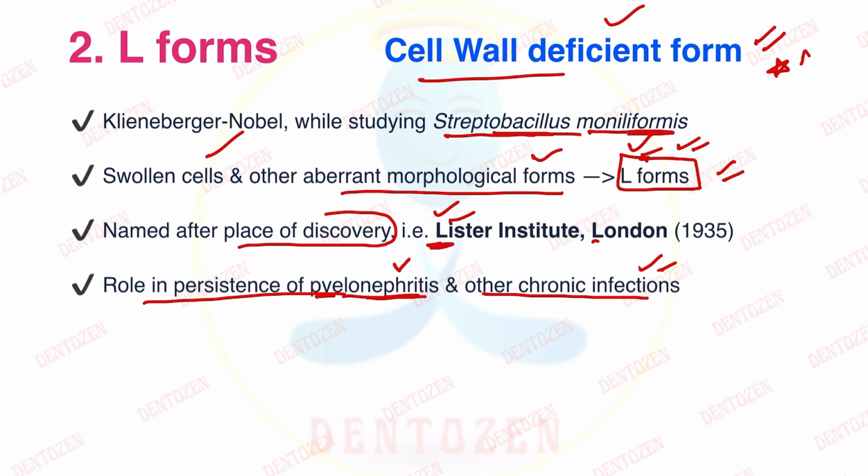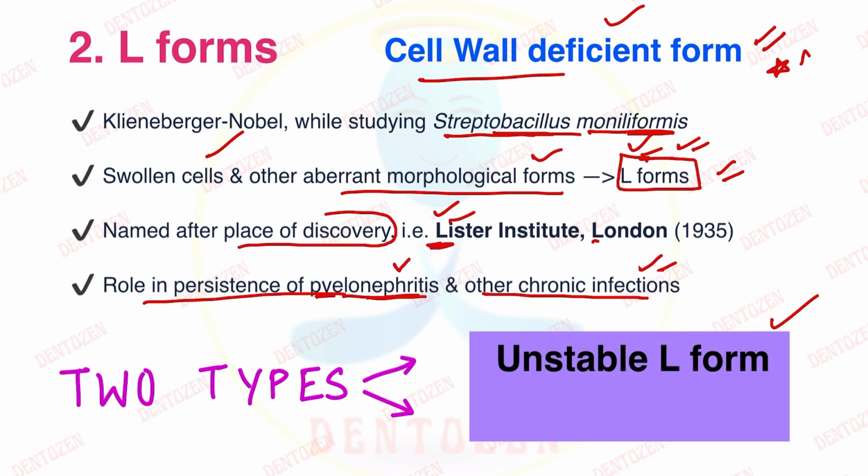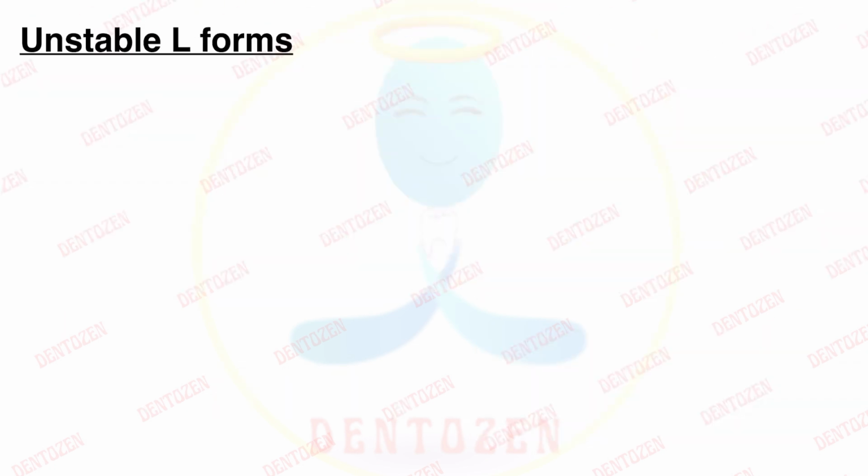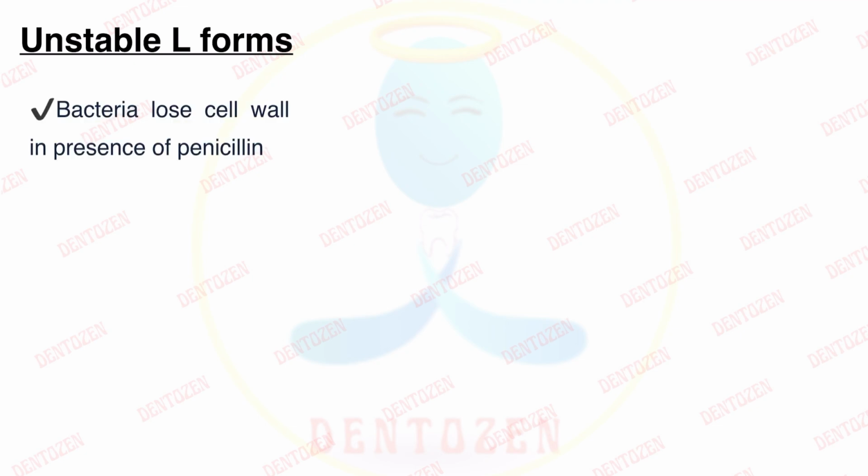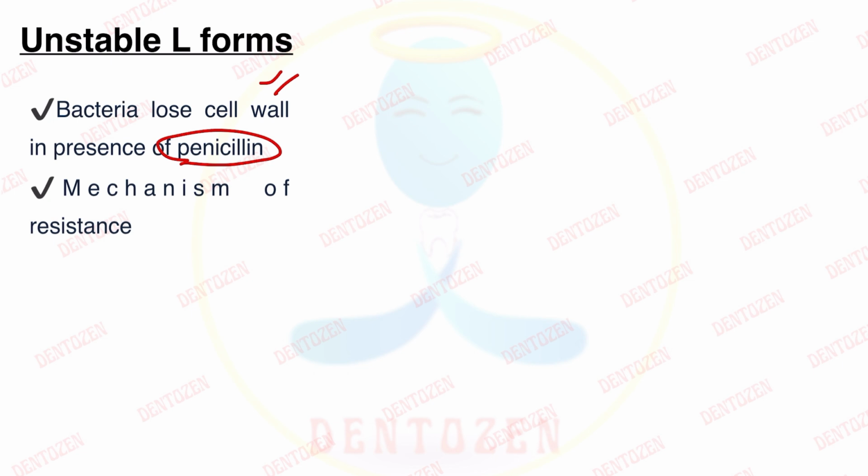Now these L forms can be of two types: unstable and stable. Let's get to know what these two types are. So first is unstable L forms. Now we discussed that the bacteria will lose its cell wall, and when can that happen? When bacteria are in the presence of an antibiotic like penicillin. So when there are certain factors like penicillin or enzymes, bacteria may lose their cell wall, and it may be because of a mechanism of resistance by bacteria.